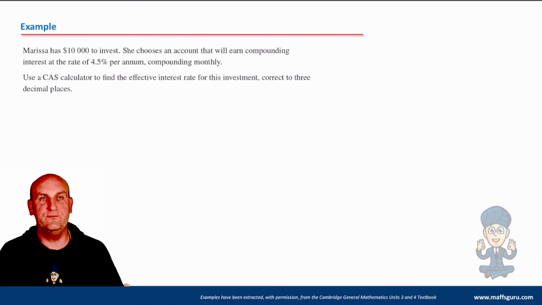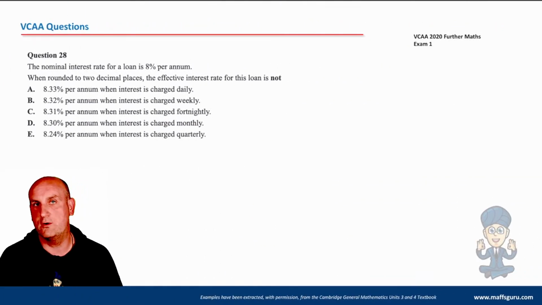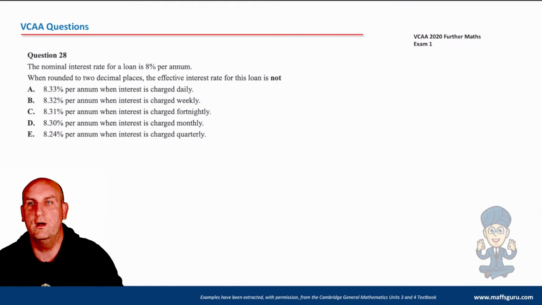Marissa has $10,000 to invest. She's going to put money in. She chooses an account that will earn compounding interest at a rate of 4.5% per annum, compounding monthly. Use a CAS. I'm not going to do that now because hopefully you are absolutely able to do that. Now here's the fun stuff. Here are the VCAA questions. Now I always go through VCAA questions, and these are the ones that tripped people up.